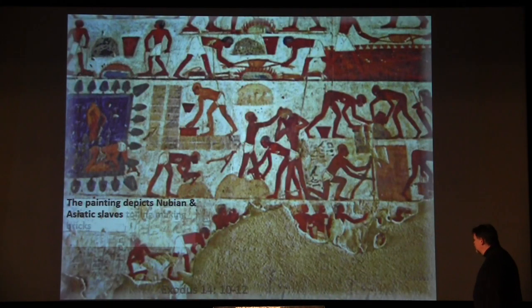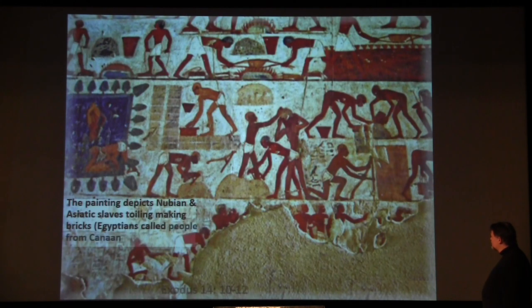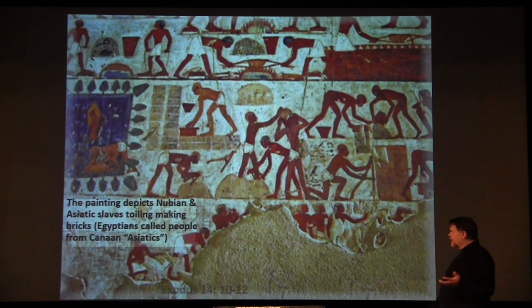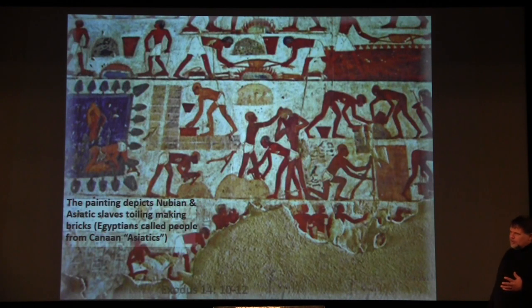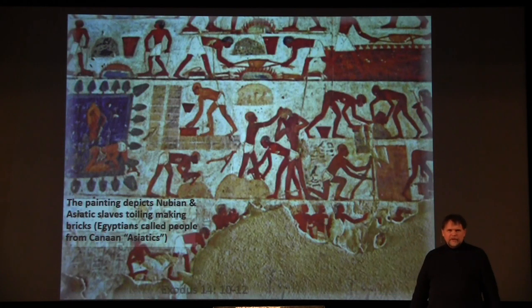Now, this painting depicts the Nubian and Asiatic slaves toiling, making bricks. And the Egyptians called people from Canaan Asiatics. So Nubians, that would have been people south of Egypt, probably around the Nile area, or they could have come from other parts of Africa. So they were slaves. And also, the Canaanites had become slaves, because Egypt had a lot of public works projects. They needed slaves.